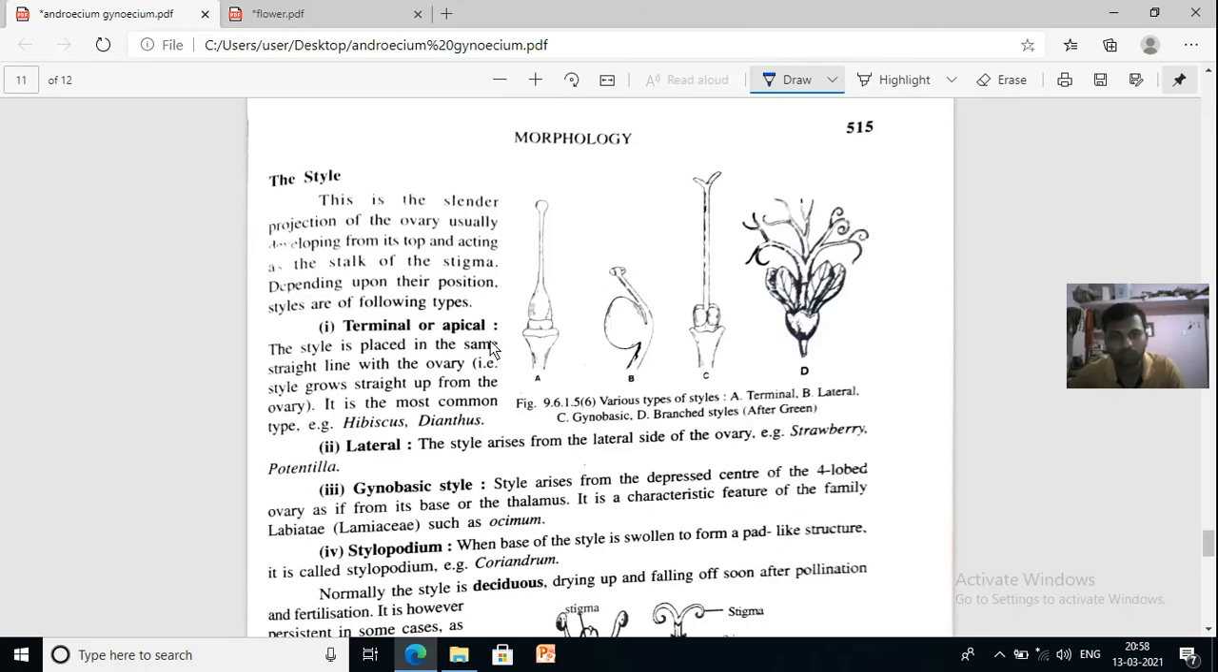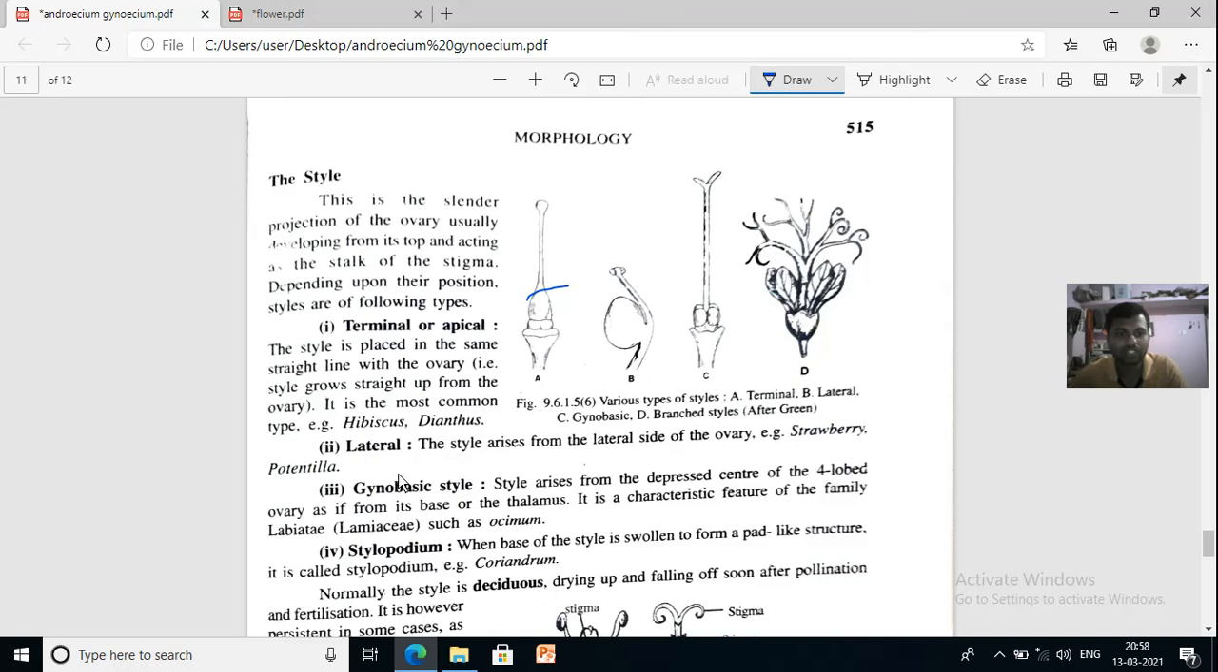Terminal: when the style develops from the top of the ovary, it is known as terminal. This is the terminal style. It is found in hibiscus and dianthus. Lateral: when it arises from the lateral part, it is known as lateral. It is found in strawberry.